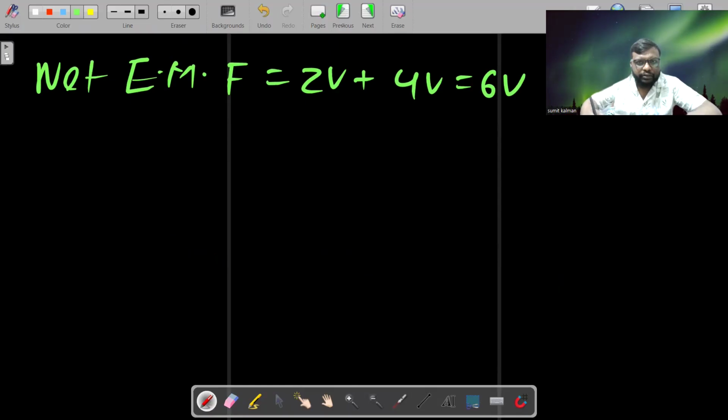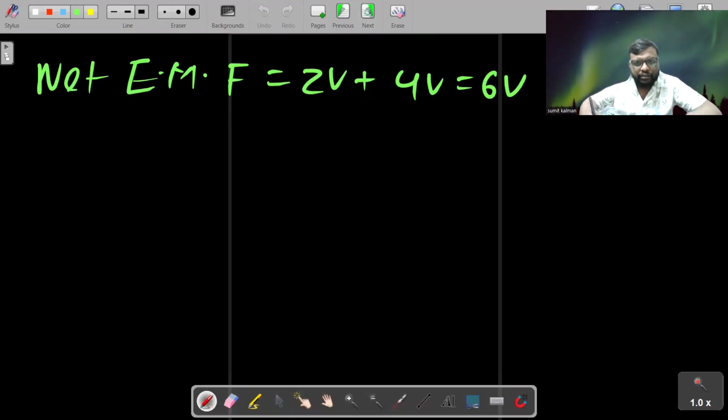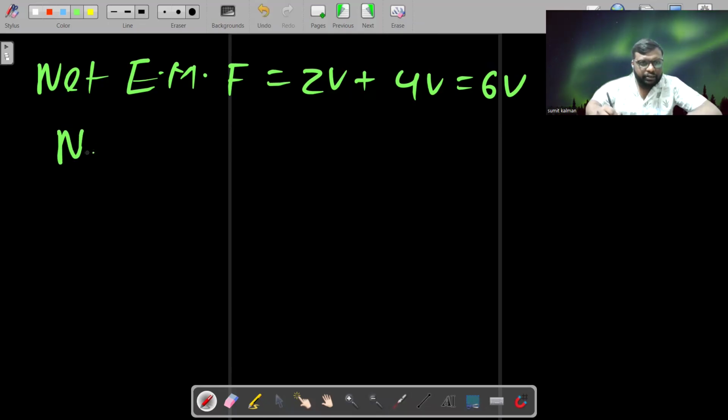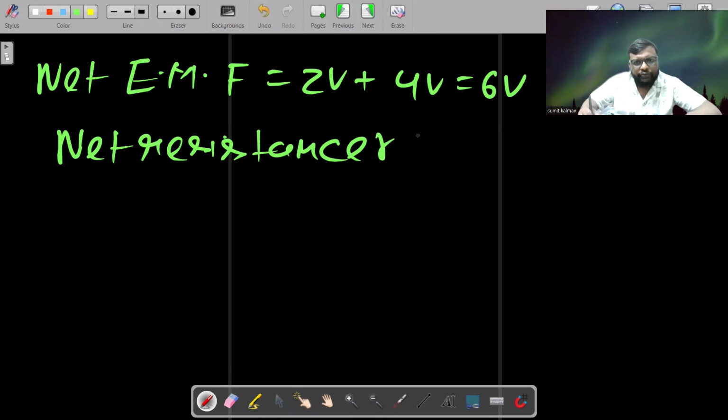Now students, इंटरनल रेसिस्टेंस 1 ओम 3 ओम और ये भी सीरीज में है। तो स्टूडेंट्स हियर नेट रेसिस्टेंस कितना हो जाएगा? नेट रेसिस्टेंस it will be equal to R is equal to 1 ohm plus 3 ohm, it is equal to 4 ohm.